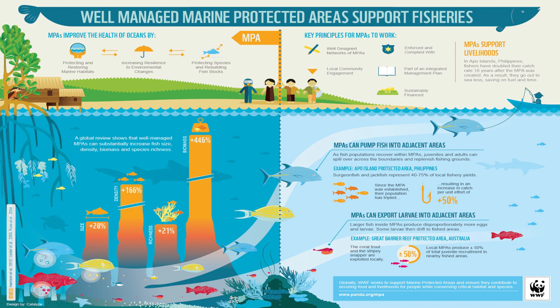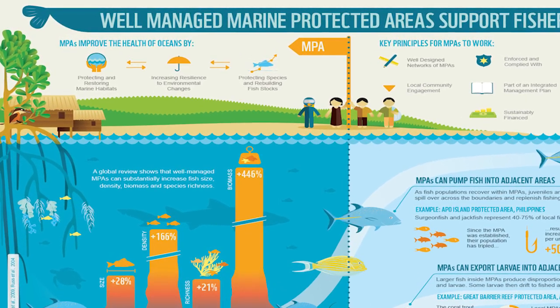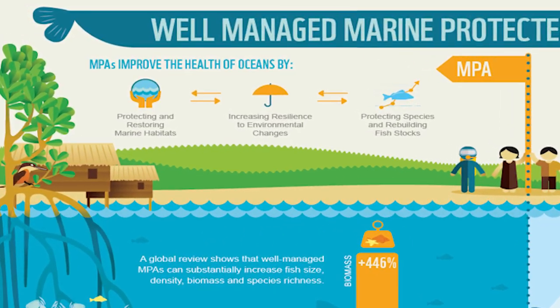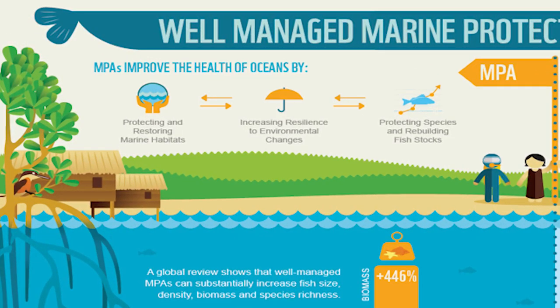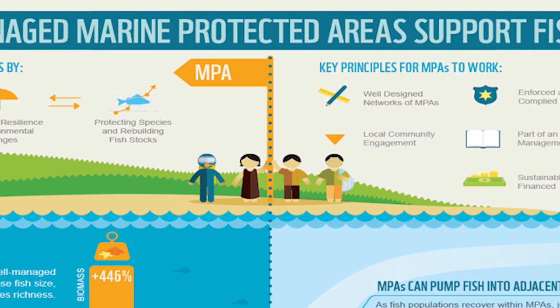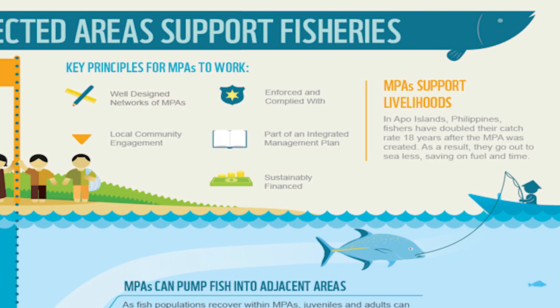MPAs improve the health of oceans by protecting and restoring marine habitats, increasing resilience to environmental changes, and protecting species and rebuilding fish stock. The key principles for MPAs to work is a well-designed network of MPAs, local community engagement, enforced and complied with, part of an integrated management plan, and sustainably financed.